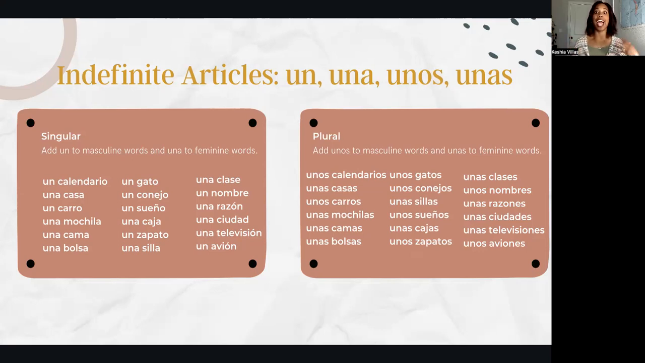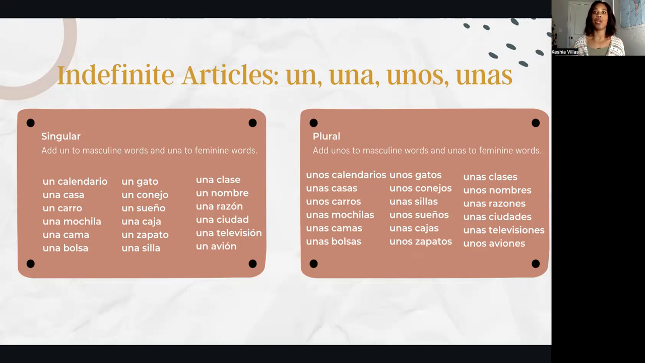For our plural words, we're going to add unos or unas to masculine and feminine words, respectively. So this is going to be to say "some." So for instance, unos calendarios, some calendars, okay? So we have unos calendarios, unas casas, unos carros, unas mochilas, unas camas, unas bolsas, unos gatos, unos conejos, unas sillas, unos sueños, unas cajas, unos zapatos, unas clases, unos nombres, unas razones, unas ciudades, unas televisiones, and unos aviones.